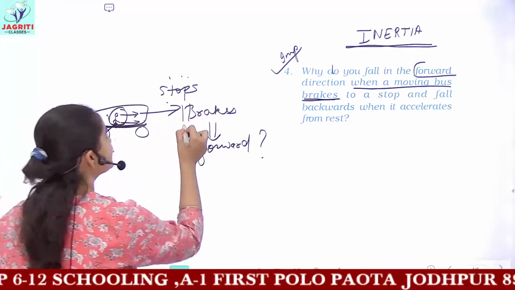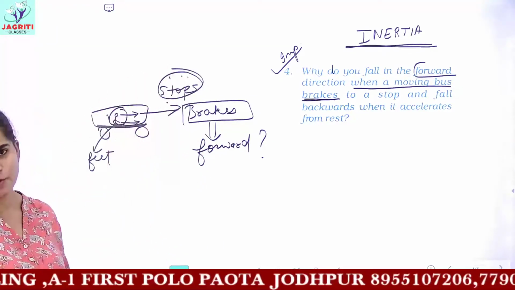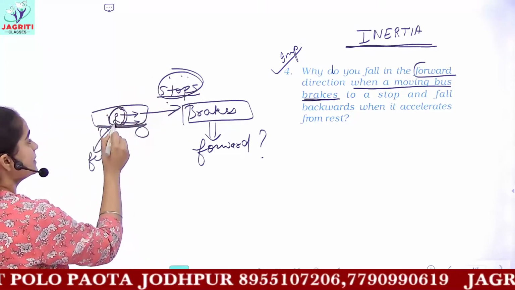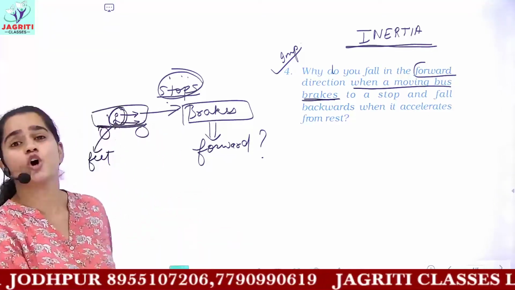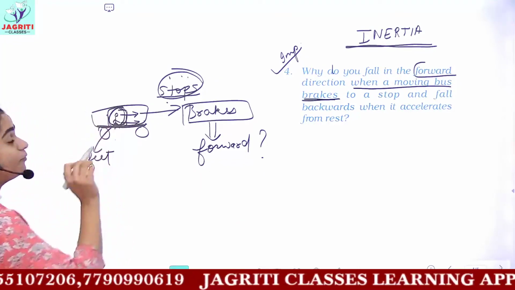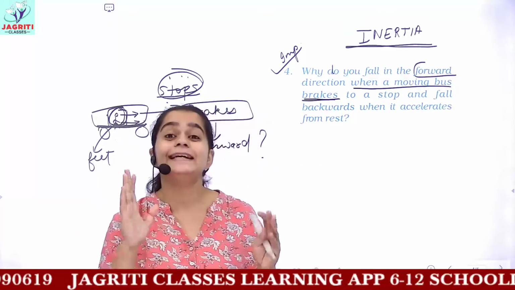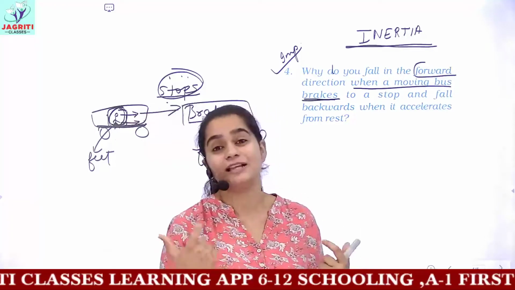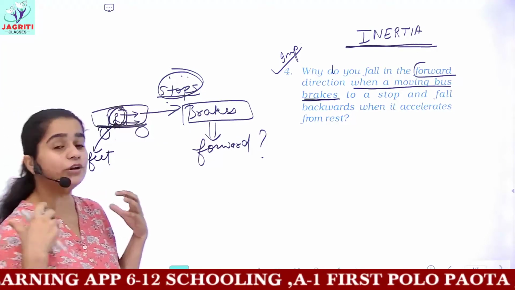But once brakes are applied, the bus would stop, obviously. When the bus stops, the person's legs, which are in direct contact with the floor of the bus, also stop immediately. But the upper body of the person has inertia of motion, which means it wants to remain in motion. So the upper body of the person tries to remain in motion.